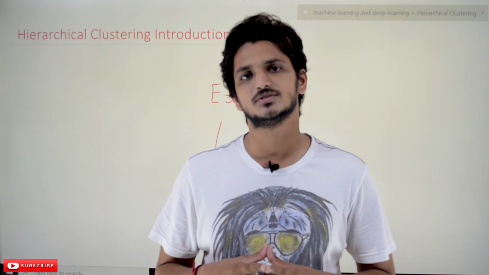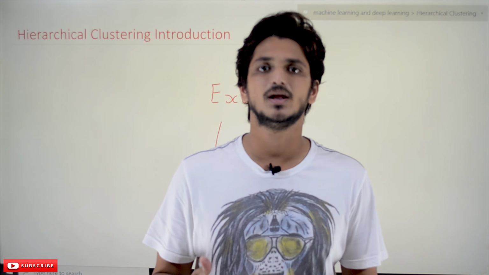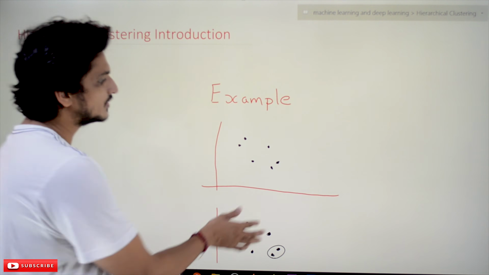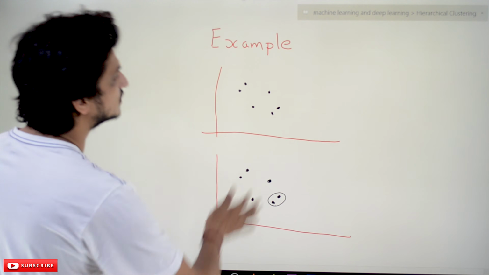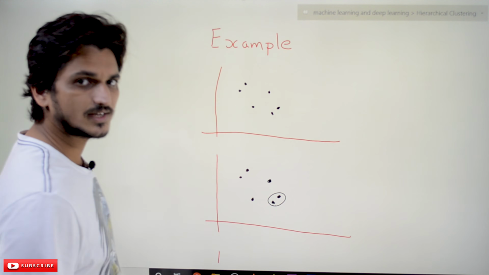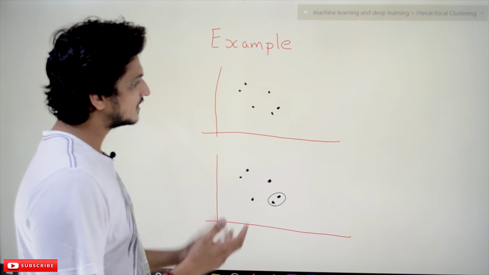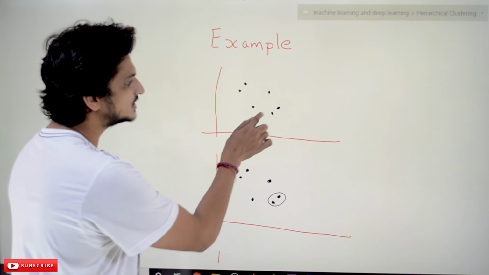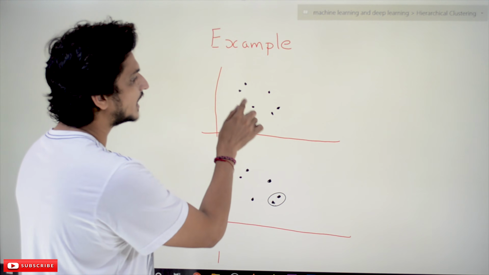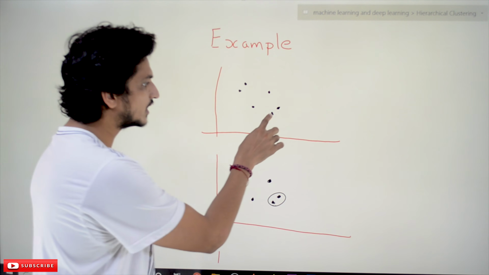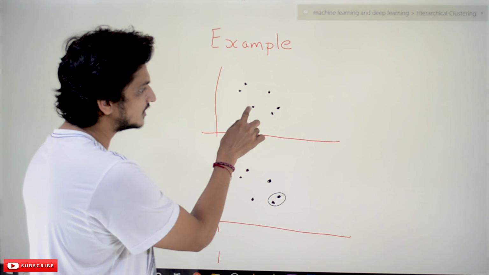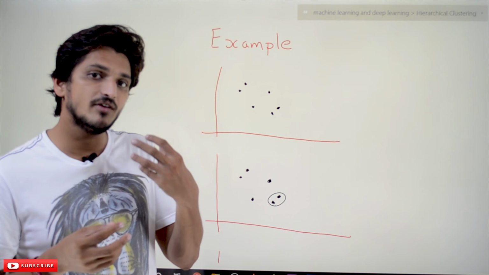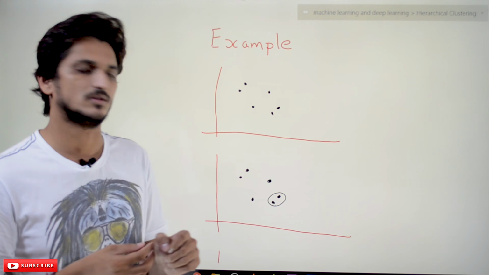Coming to today's class, we will take an example and understand what hierarchical clustering is. Let's take an example. This is our example data set. Hierarchical clustering works like this: initially it considers each and every data point as one cluster. This is one cluster, this is one cluster, this is one, and like that each and every data point is one cluster.